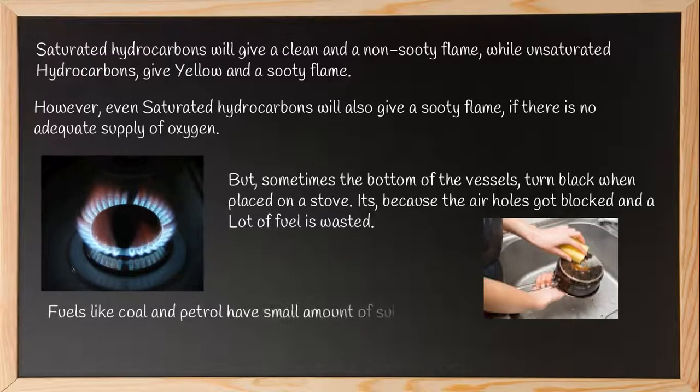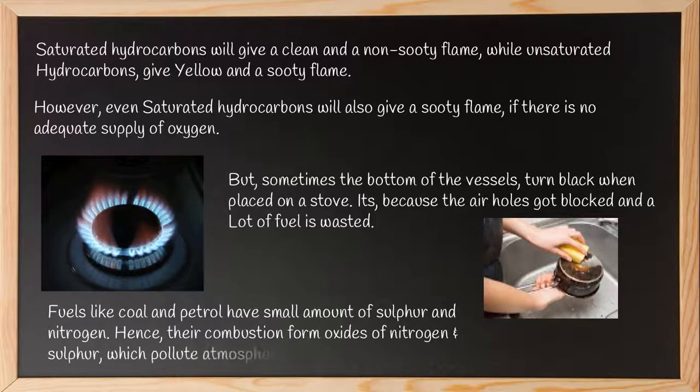Fuels like coal and petrol have small amounts of sulfur and nitrogen, hence their combustion forms oxides of nitrogen and sulfur which pollute the atmosphere. There are tiny amounts of sulfur and nitrogen present in coal and petrol, and whenever they are burnt, they produce oxides of nitrogen and sulfur, and these oxides will pollute the atmosphere.